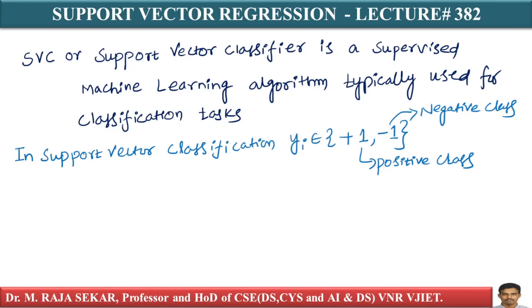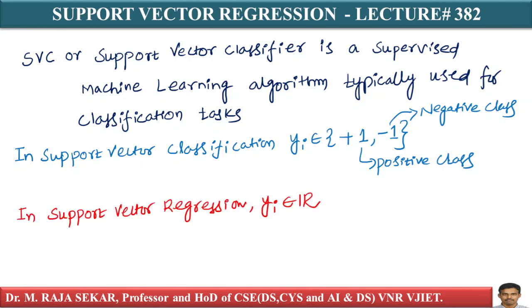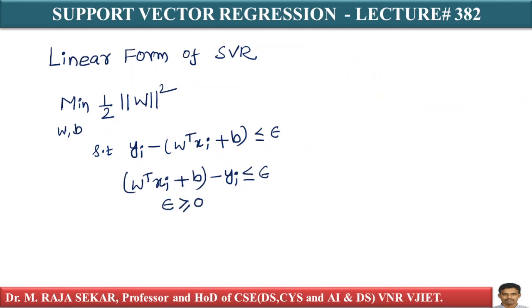Just see, in support vector classification, yi belongs to +1 or -1. +1 means positive class, -1 means negative class. Whereas in support vector regression, your yi belongs to the real number system. We can do regression using support vector machines. Formulation changes slightly. Let's look at the mathematical formulation.